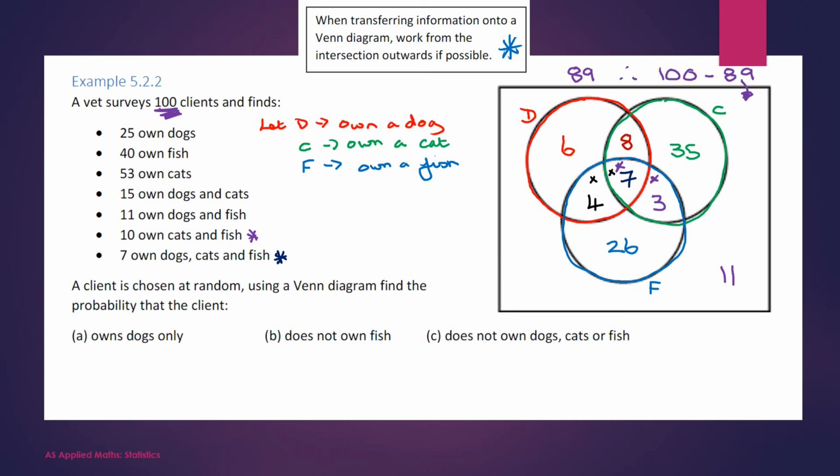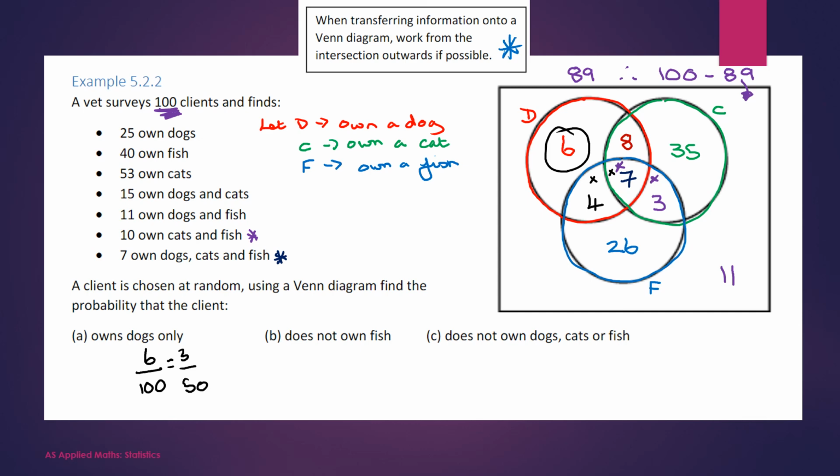And then once we've got that, then this next bit should be quite straightforward, because all we have to do is read the values of our Venn diagram. So owns dog only, so that's this region here where we've got the 6. So owns dog only, it's just going to be that 6. So we've got 6 out of 100. And I can obviously simplify that down to be 3 out of 50.